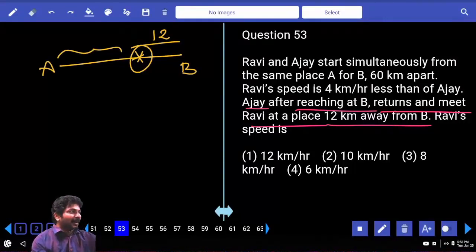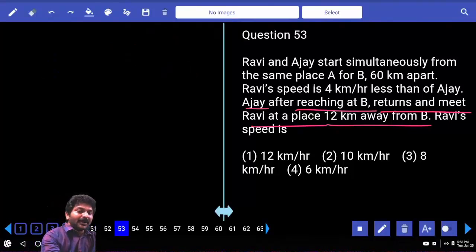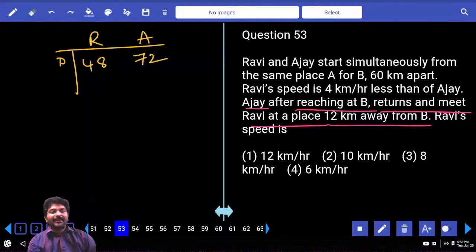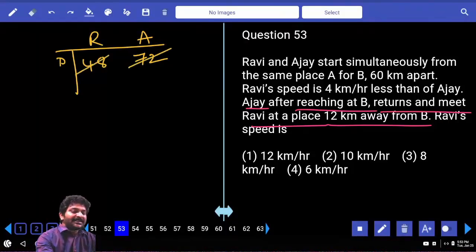Out of total 60 you need to subtract 12, that is the distance covered by Ravi, 48. So I am now talking about distance only. Ravi covered 48 kilometers, Ajay covered 72 kilometers. Both started from point A at the same time. When time is the same, distance and speed are directly proportional. So now let me take the distance ratio, 24 is 2 times and this is 3 times.